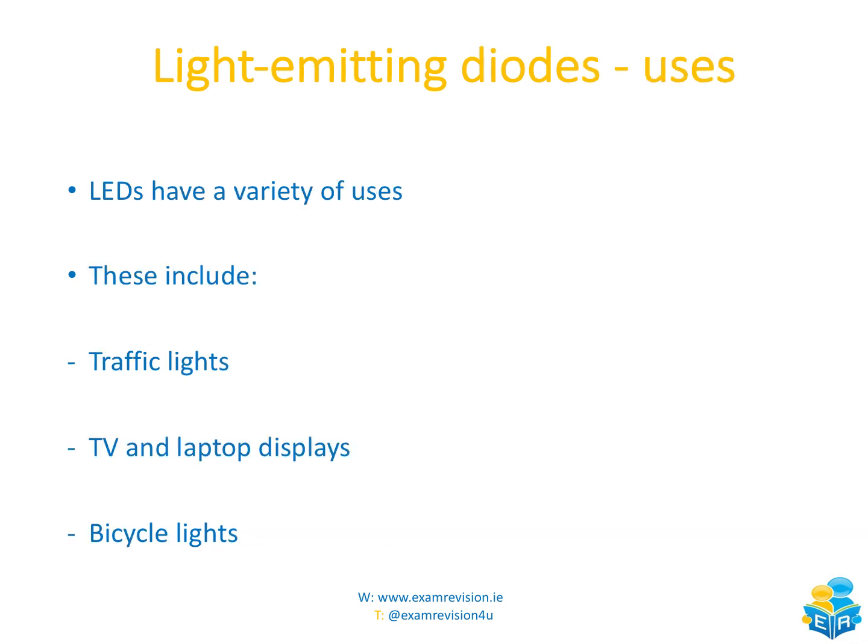Now, where are LEDs, or light emitting diodes, actually used? They have a variety of different uses. They're used in traffic lights, so your red, orange and your green lights. They're also used within TV and laptop displays, and also sometimes used within bicycle lights.